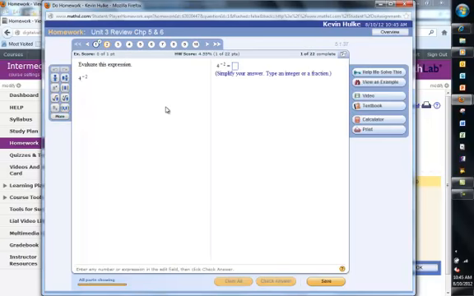Question 2. Evaluate this expression. Remember that the negative sign tells you to make it a fraction, so it's 1 over 4 to the second. 4 to the second is 16.